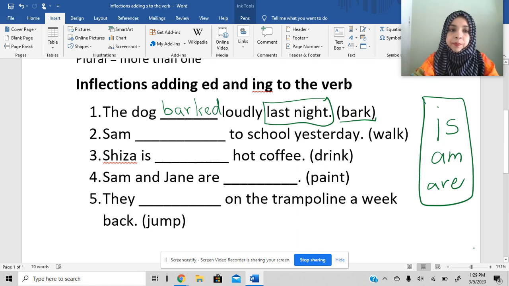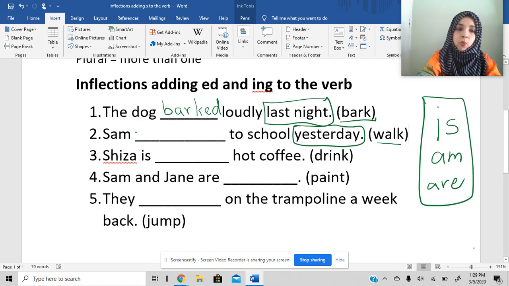Let's look at number two. You can read with me. Sam dashed to school yesterday. The verb is walk. And what is the clue? Yesterday. That is telling us that this thing has already happened in the past. So we are going to change walk into walked.